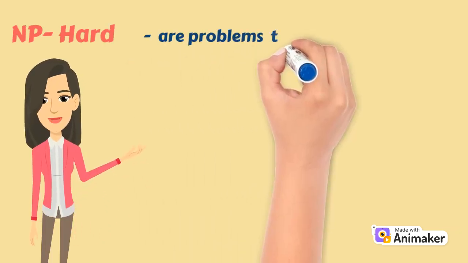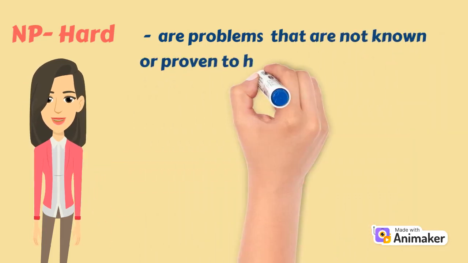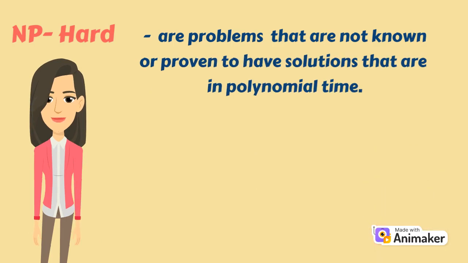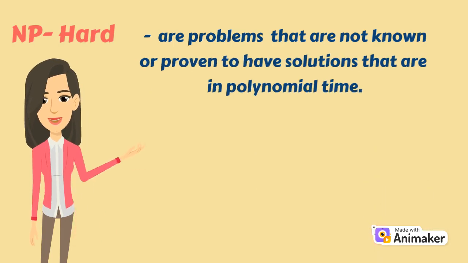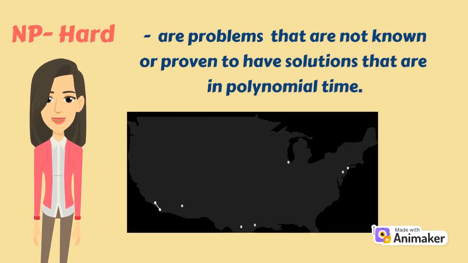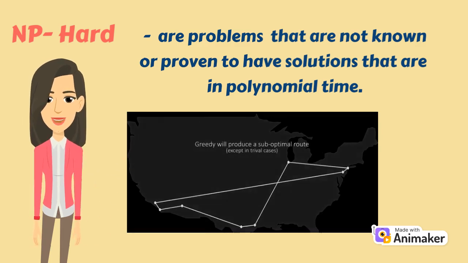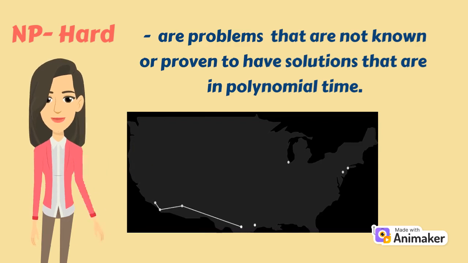NP-hard are problems that are not known or proven to have solutions that are in polynomial time. An example of an NP-hard problem is the traveling salesman problem, which tries to find the shortest route between a set of points and locations that must be visited.